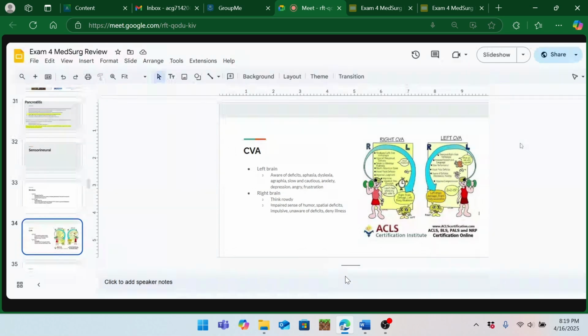CVA, you need to know your different symptoms depending on which side of the brain it's on. So the left brain, you guys can read these lists here, but for the right side, there's a little thing that you can use to remember. Right and rowdy both start with R, so I think that people with right side deficits are not aware of their deficits. So they're rowdy, they're impulsive, gonna deny their illness, things like that.